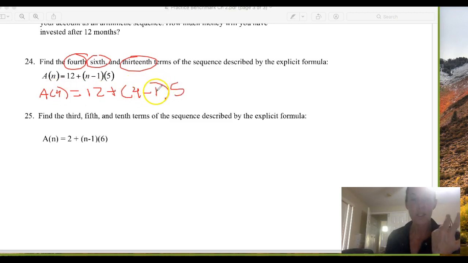Just do the math. 4 minus 1 is 3. 3 times 5 is 15. 15 plus 12 is 27. Okay, so there's a sub 4.